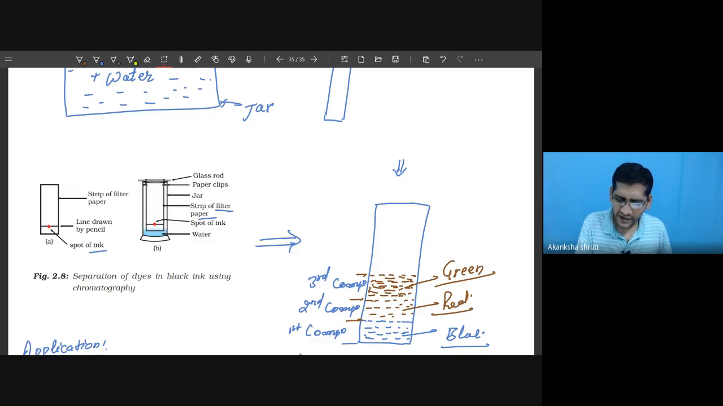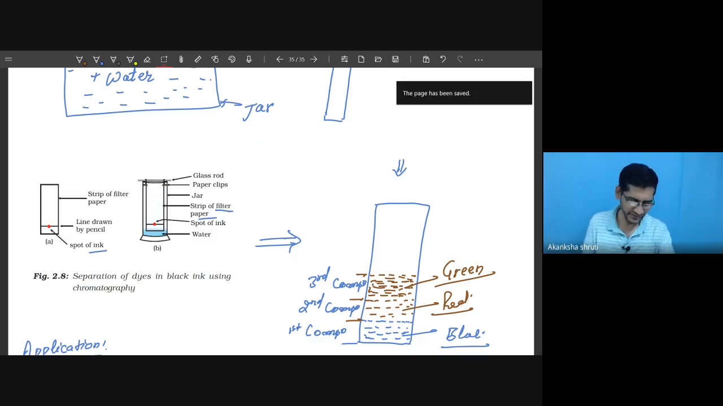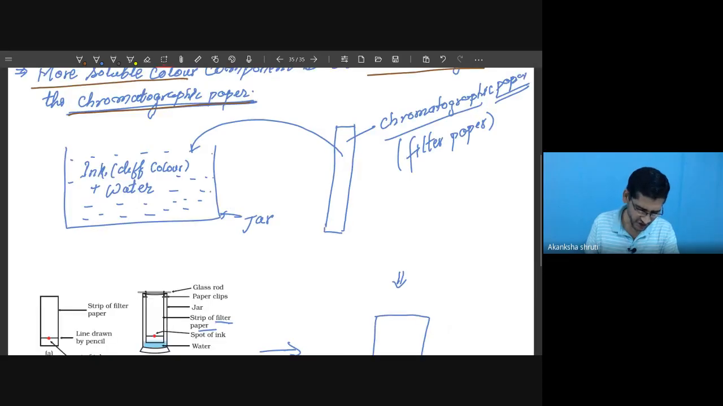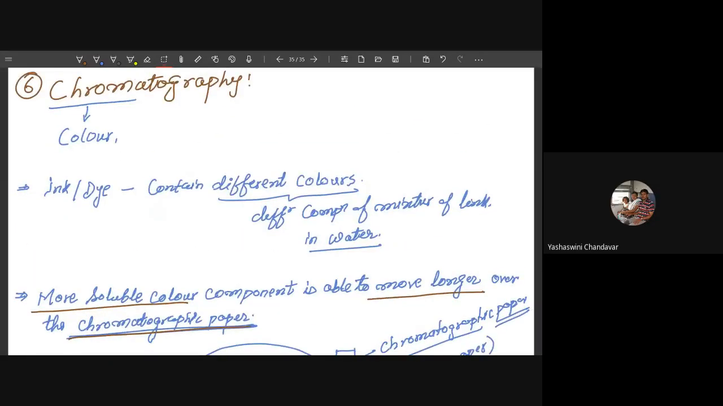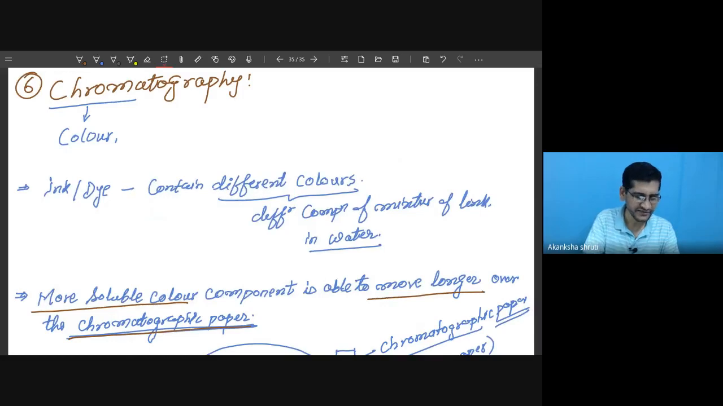So this is the method of chromatography. You have to keep this in mind. Now shall we go to the next topic? Yes, sir. The seventh method, separating funnel. Let me take the separating funnel.